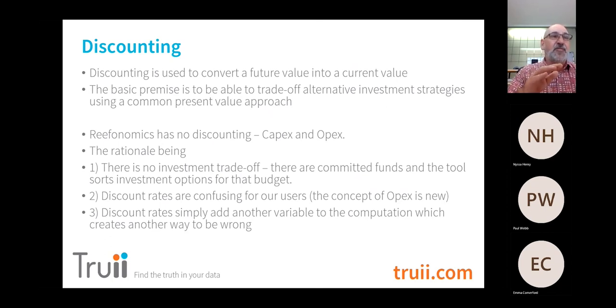And then the third element here, if you discount rates, they simply add another variable to the computation, and effectively we want to try to keep things as simple as possible. So every other variable creates another way to be wrong. So unless it's absolutely critical, it doesn't need to be in there. So that was our thinking 18 months ago when we were developing the Reefonomics approach. Implementing discounting is a computationally trivial thing to do. And we're sort of leaving that door open, I guess, in the economics world as to whether to implement or not. So I'd be keen on your feedback around that after the presentation.